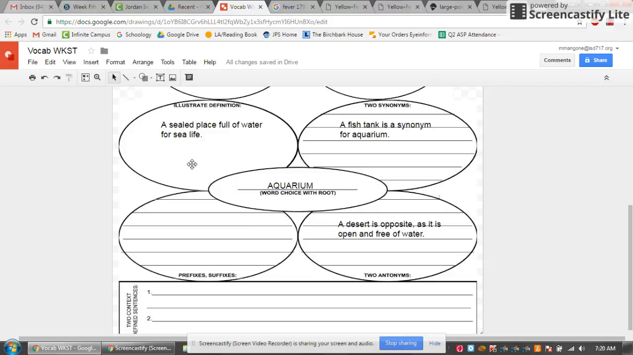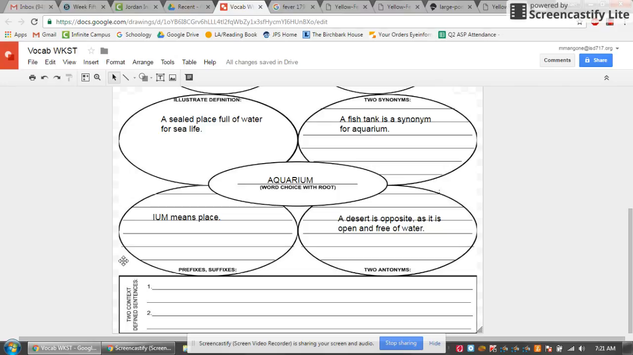And then you need prefixes and suffixes. For aquarium, there isn't a prefix because aqua is the root and that comes first. So what you're left with is ium. Ium, as you might know from words like gymnasium, lyceum, you're probably going to notice a pattern or a trend, but I know already that ium means place. So aquarium, aqua-ium, means water place. So it's basically the place full of water, just like a gymnasium is the place for gymnastics. It's the exercise place.